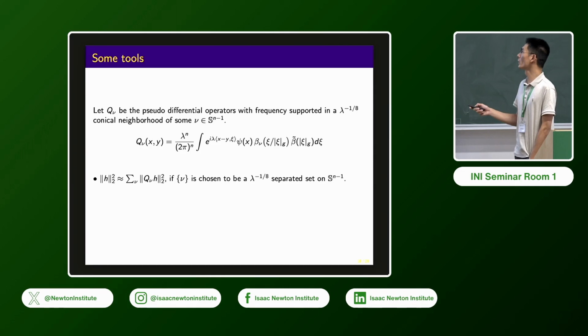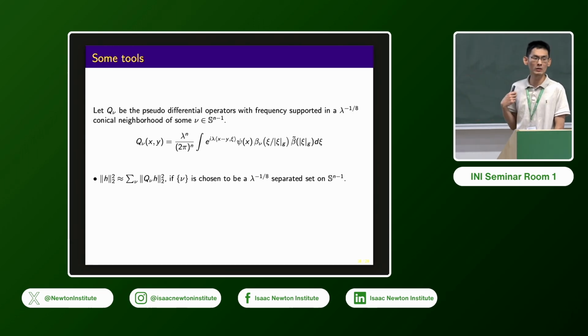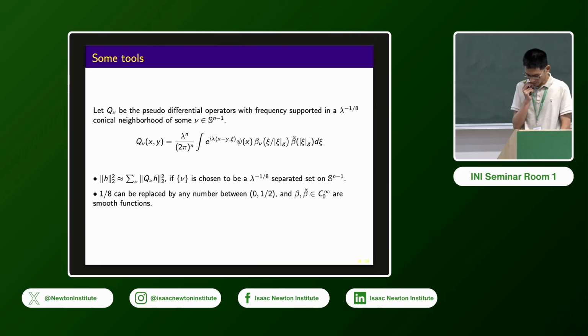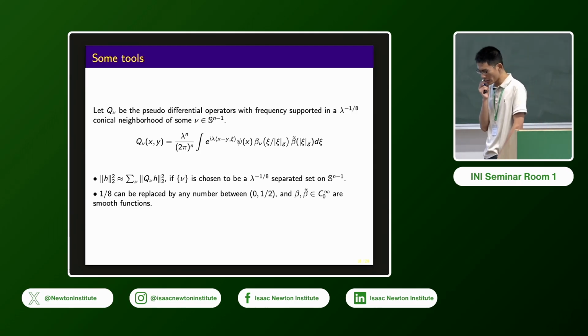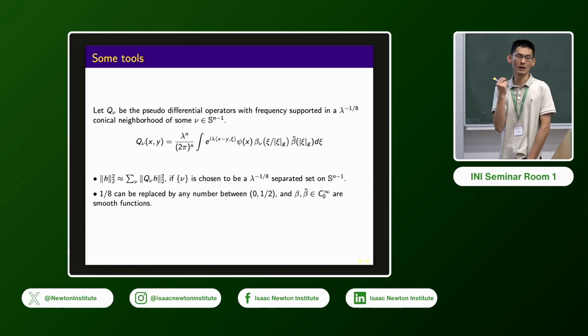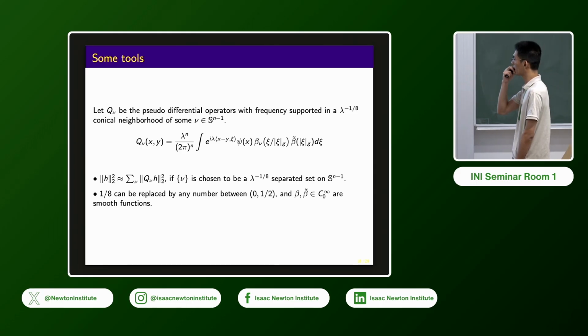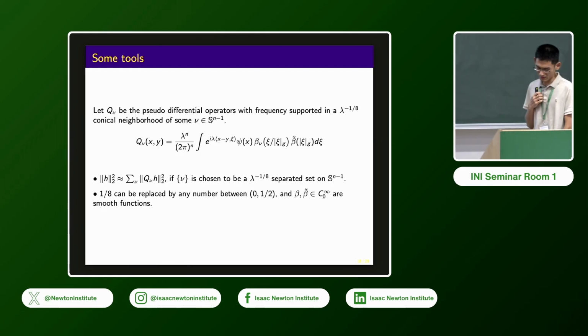If we choose phi properly, lambda to the 1/8 separated on the set of directions, the supports of the pseudo-differential operators will be essentially disjoint. So they satisfy, for instance, Plancherel type theorems, like they are L2 orthogonal. And there is some flexibility in the 1/8 here. This is related to the value of sigma in the previous slide. As long as it is chosen correspondingly, depending on the size of sigma, it can be any number between 0 and 1/2. And beta and beta tilde are smooth functions.